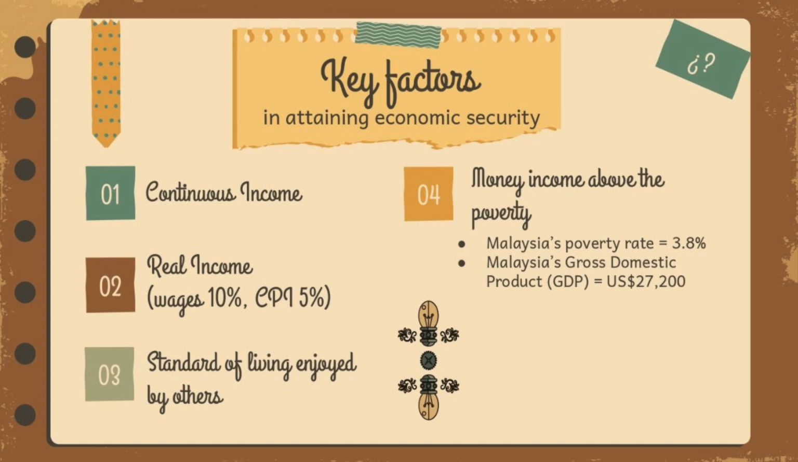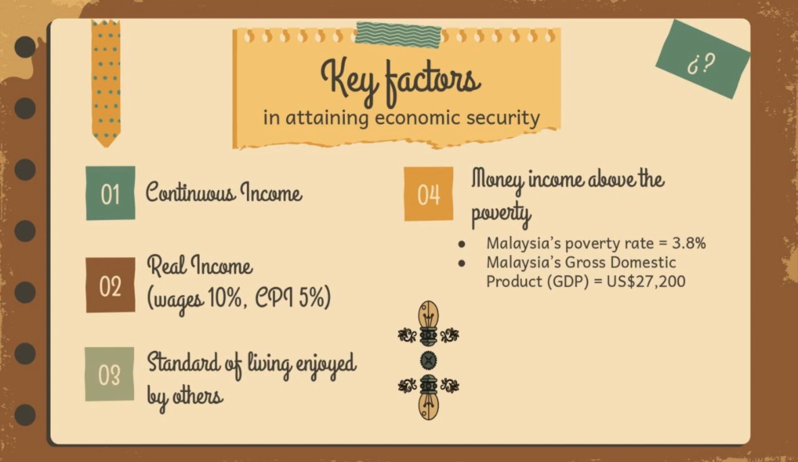In analyzing the preceding concept of economic security, 4 points must be kept in mind. First, as stated earlier, money income is a key factor in attaining economic security. The income, however, must be continuous. Second, although money income is a critical factor in attaining economic security, real income must also be considered. Real income refers to the amount of goods and services that can be purchased with money income.